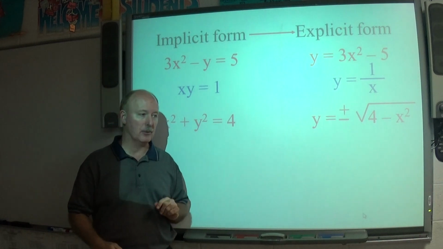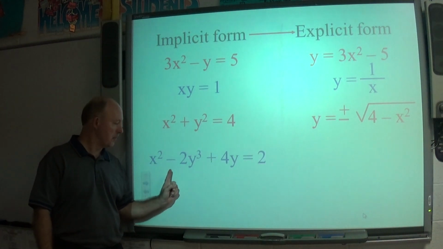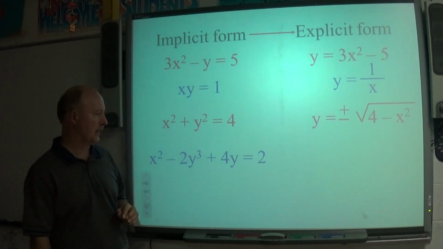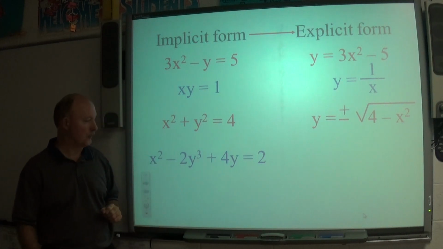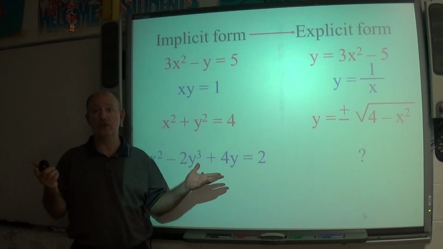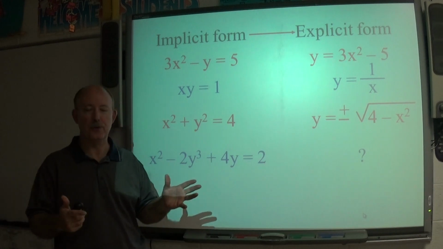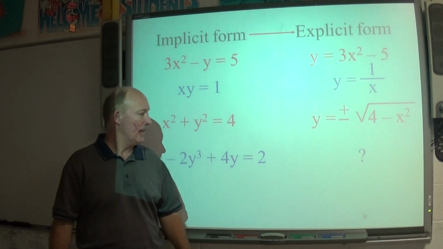Okay, let's get one more example. Look at this equation here: x squared minus 2y cubed plus 4y equals 2. What if we solve this equation for y? What would we get? Who knows? I don't know. This equation would be particularly difficult to solve for y. It'd be very difficult. I'm sure it can be done, but I didn't do it.